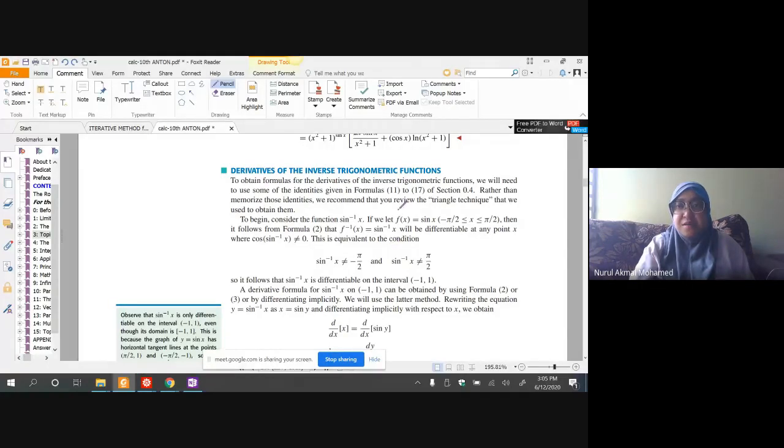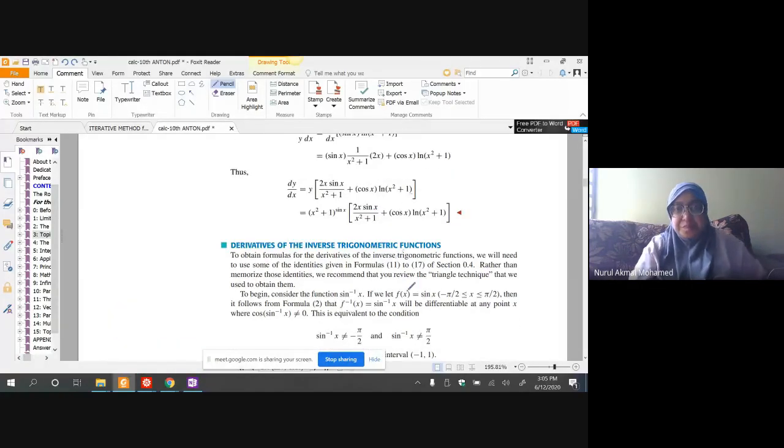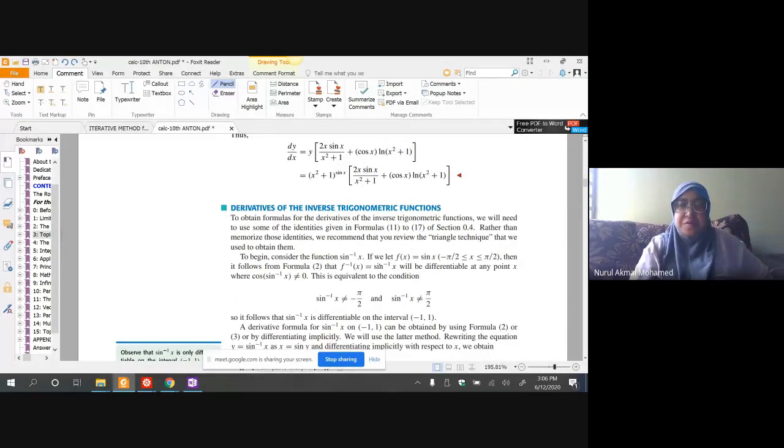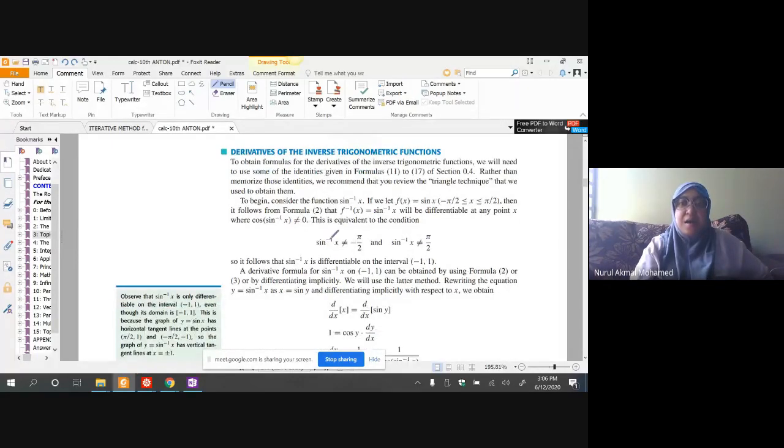So you have what here? Derivative of the inverse trigonometric function. Normally this is called arc sine. Sine to the power of -1 is actually the inverse of the sine function, but we normally call this arc sine. I call this arc sine of x.